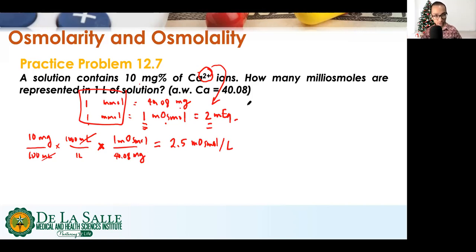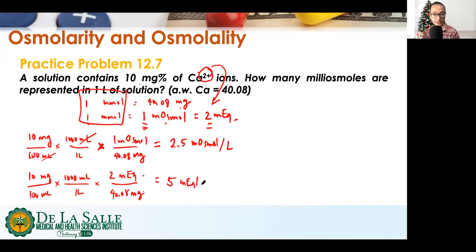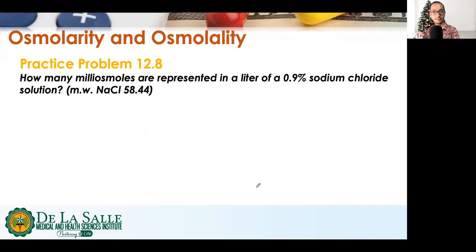So, kung gusto ninyong isolve yung MEQ niya, ganun pa rin, 10 milligrams divided by 100 ml times 1,000 ml divided by 1 liter times 2 MEQ weighs 40.08 milligrams. Okay? So, this is the equivalent weight of your substance. So this will be equal to, just multiply this by 2. So this will be 5 MEQ per liter. Okay? So yan yung pinagkaiba ng milliosmol and milliequivalents.